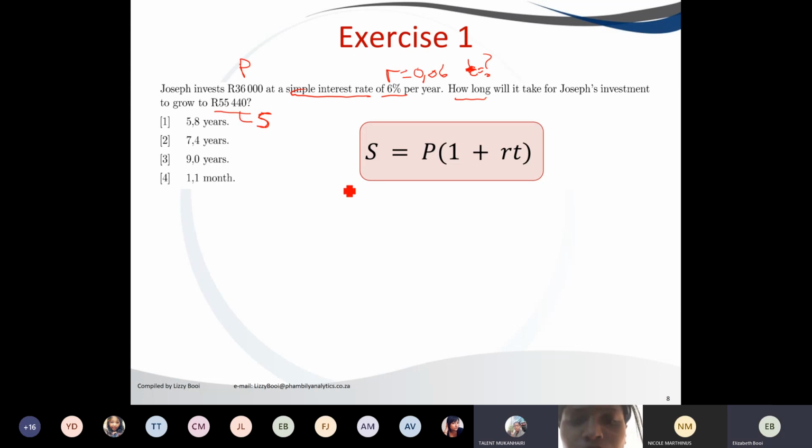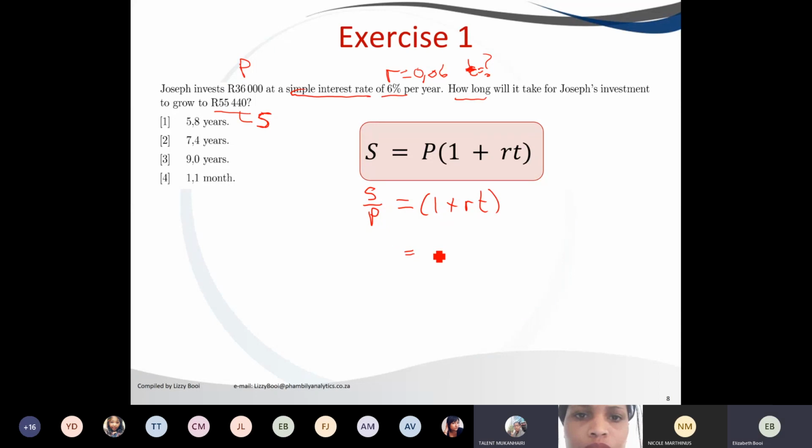We have to make T the subject of the formula. So what I first did is to divide both sides by P. Then P, the side will cancel out, and you will be left with 1 plus RT. And then I subtract 1 both sides.